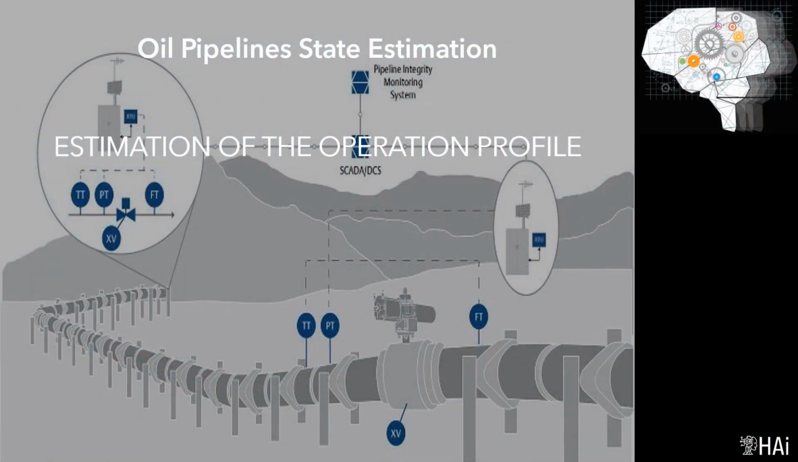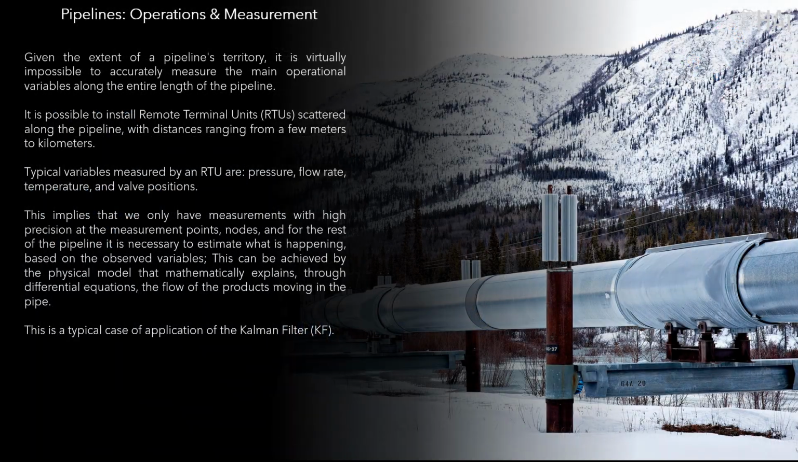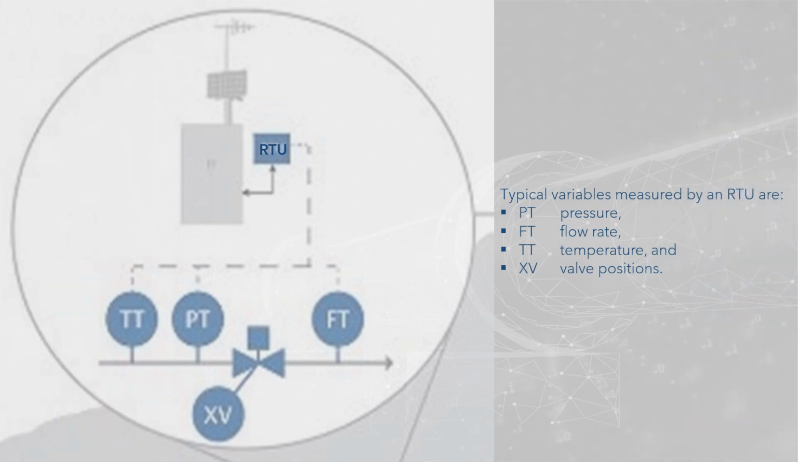Estimation of the operation profile. Given the extent of a pipeline's territory, it is virtually impossible to accurately measure the main operational variables along the entire length of the pipeline. It is possible to install remote terminal units, RTUs, scattered along the pipeline, with distances ranging from a few meters to kilometers. Typical variables measured by an RTU are pressure, flow rate, temperature, and valve positions.